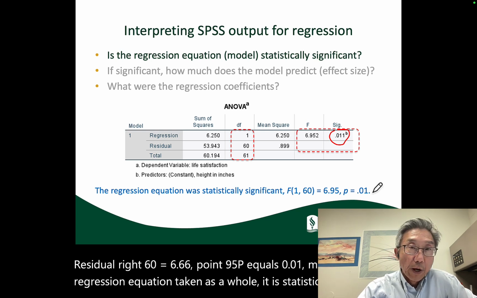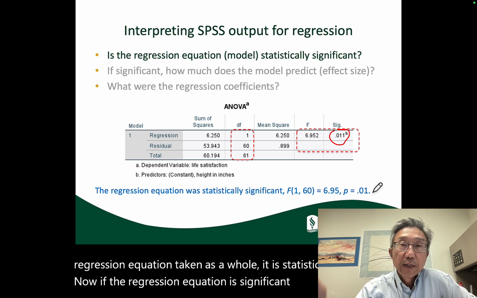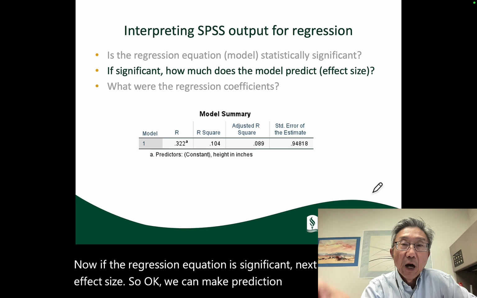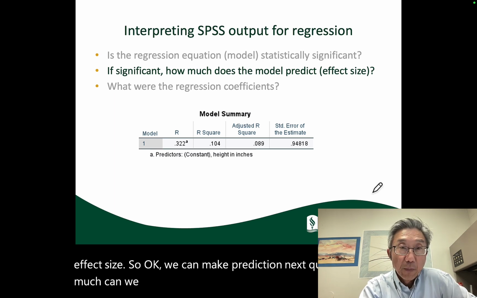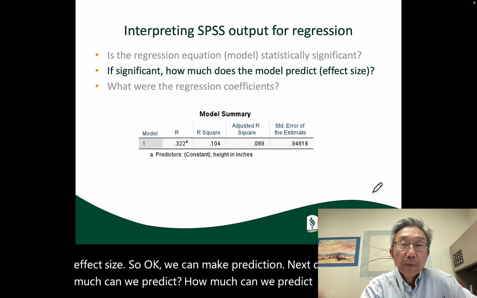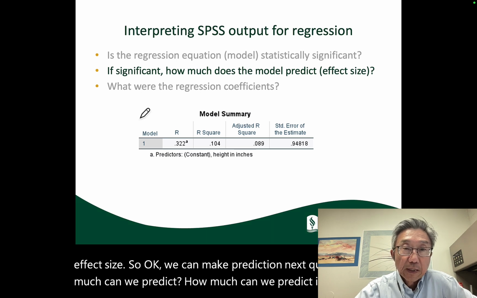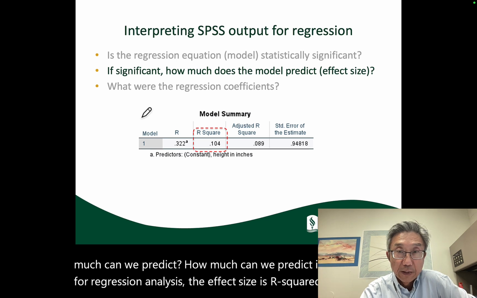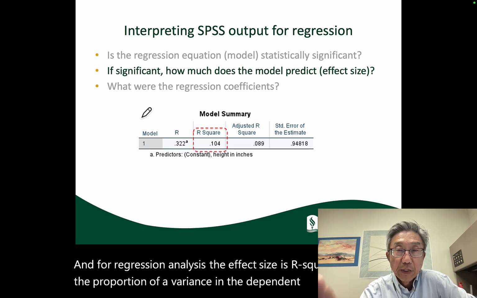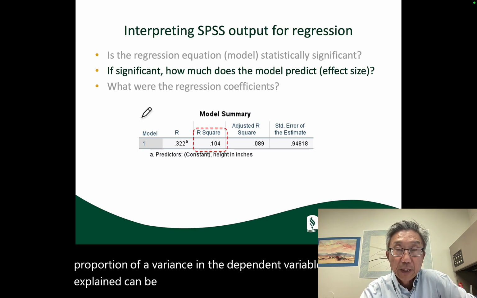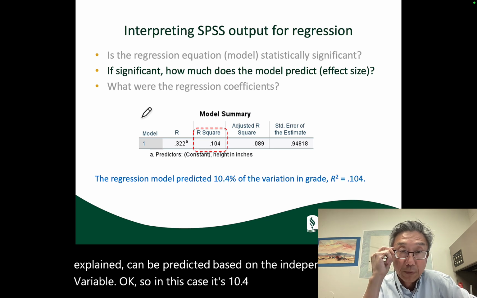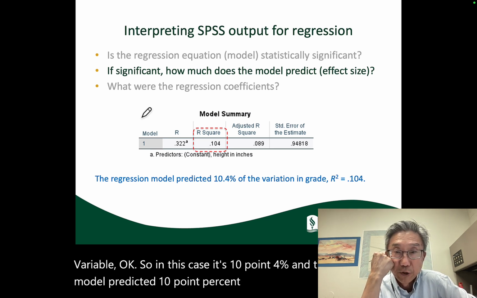Now, if the regression equation is significant, we can make predictions. The next question is, how much can we predict? How much can we predict is effect size. And for regression analysis, the effect size is R squared. It tells us the proportion of variance in the dependent variable that can be explained, can be predicted, based on the independent or the predictor variable. Okay, so in this case, it's 10.4%. The regression model predicted 10% of the variation in grade.